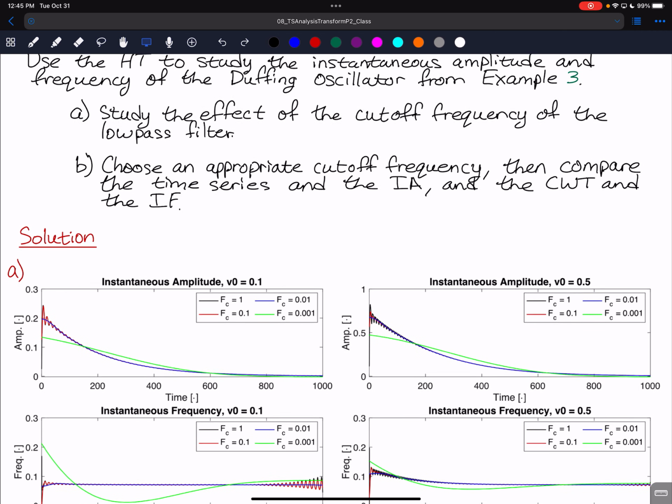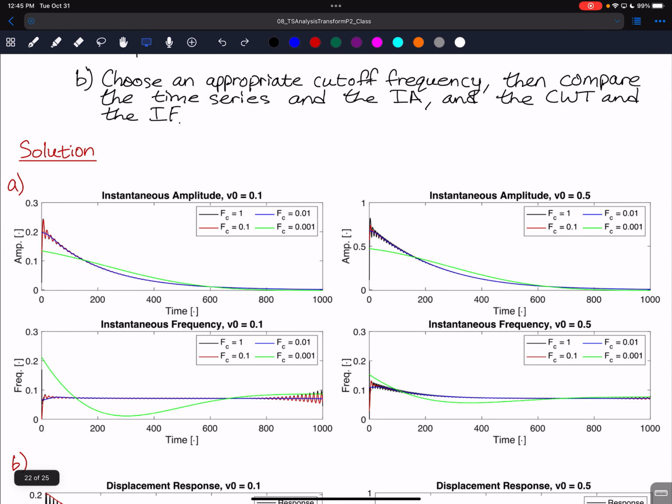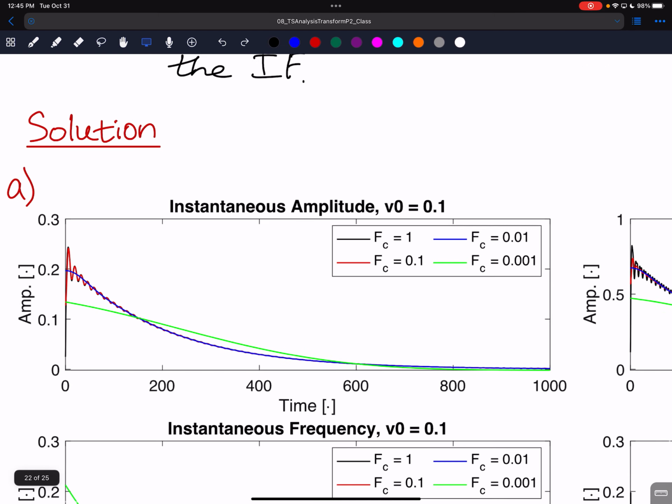Okay, so in the example that we looked at last week, there were 2 different initial velocities considered, a low and a high initial velocity. That's what I'm showing here on the left and the right. For the cutoff frequency, we started off with a frequency of 1 and then decreased it by a factor of 10 all the way until we got to 1/10,000th. The red and the black are basically on top of each other in this plot. I'm going to zoom in here so you can see better.